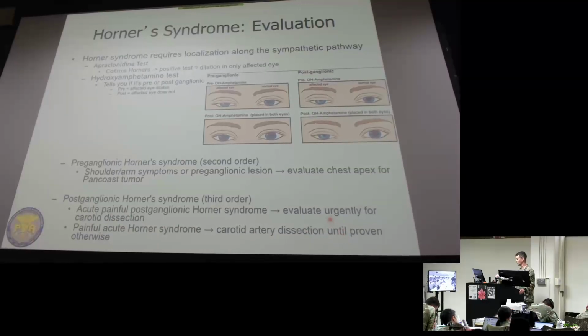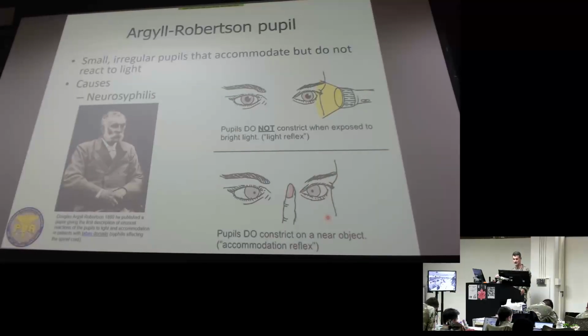Does that work for what we need to know? I know it's kind of confusing. There's a couple of different pathways. We're not going to go too hard into Horner's. Recognize it and know what to do when it's painful. Are you guys good with that level of detail? Sweet. All right, Argyll-Robertson, right?